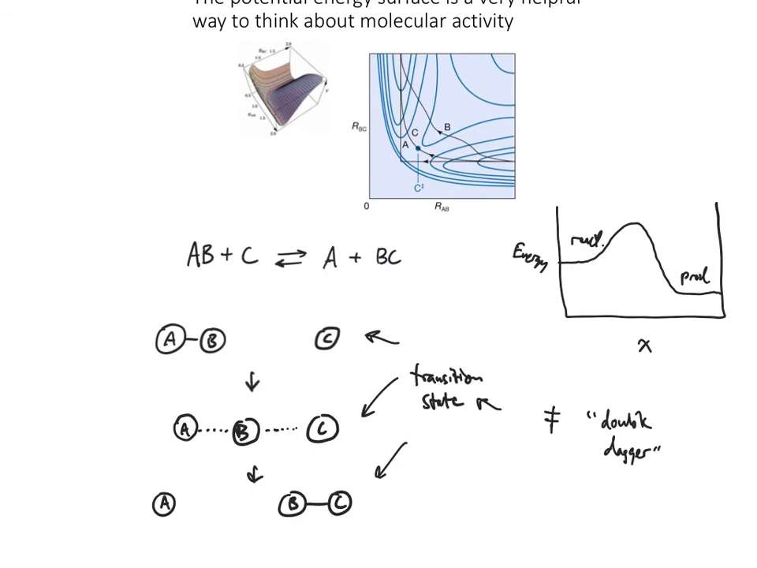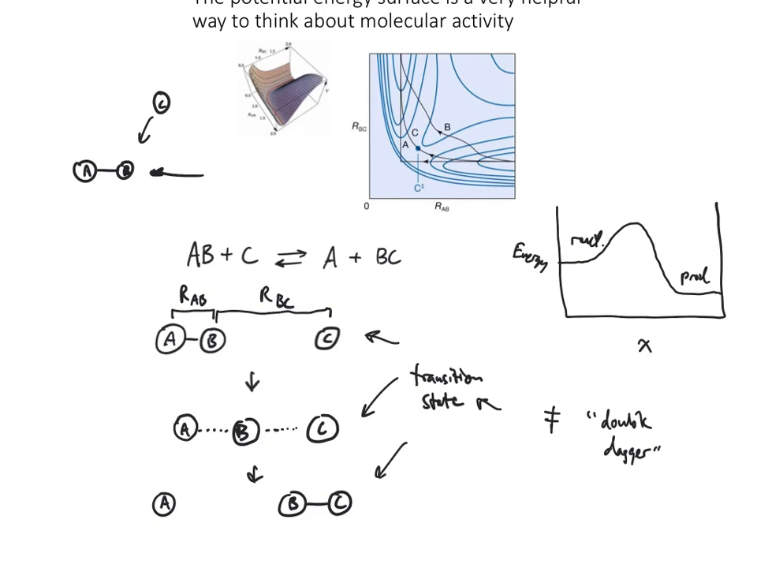Okay, so if we were to represent the distance between atoms A and B, we could call it RAB, and then the distance between B and C would be RBC. By the way, we are neglecting the possibility that C could come in from some other angle. We're assuming that C is coming straight in at 180 degrees to the bond between A and B.